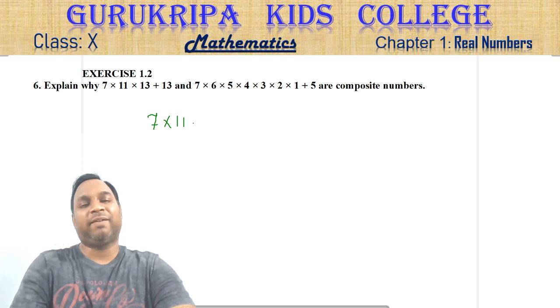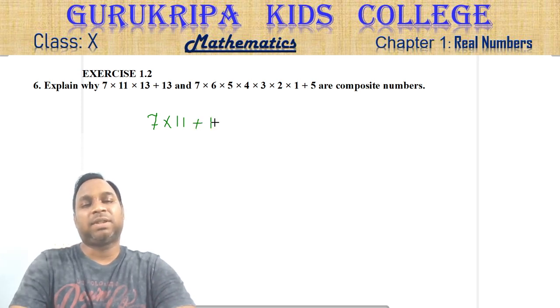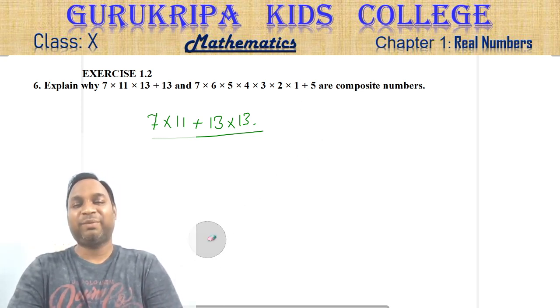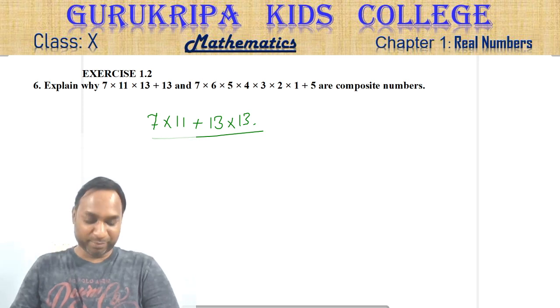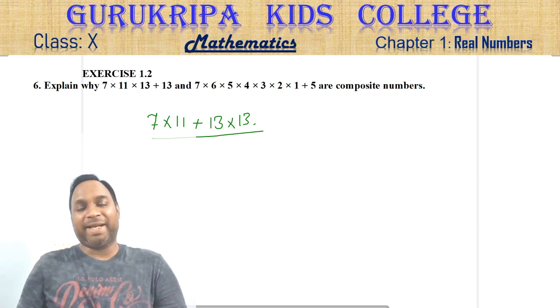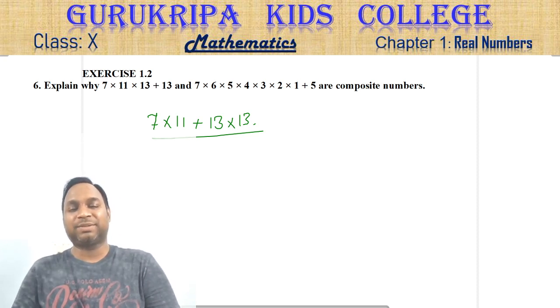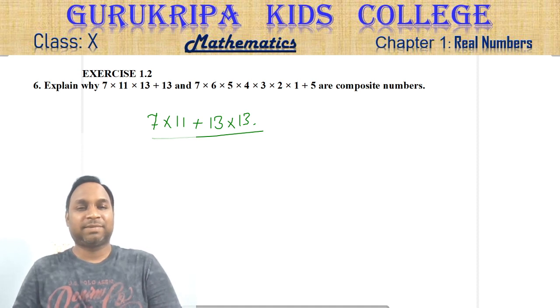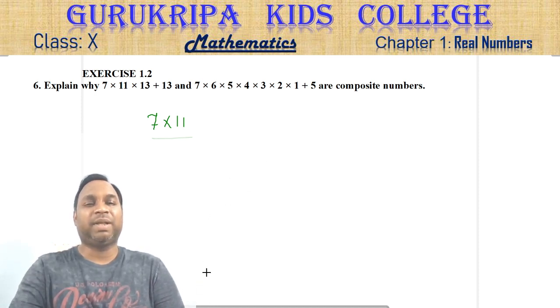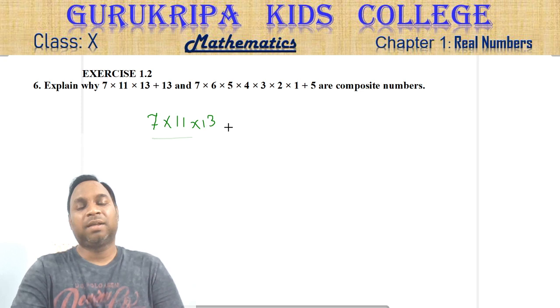7 into 11 plus 13 into 13. Is it composite or prime? The question says it's composite, so it has to be composite. But you have to prove it. How will you prove? You have to multiply, then add, then check whether they are factors or not. Okay, sorry, I have written the question wrong. The question is 7 into 11 into 13 plus 13.